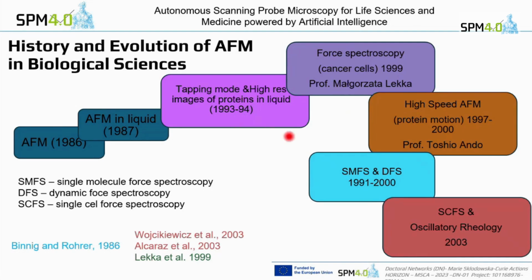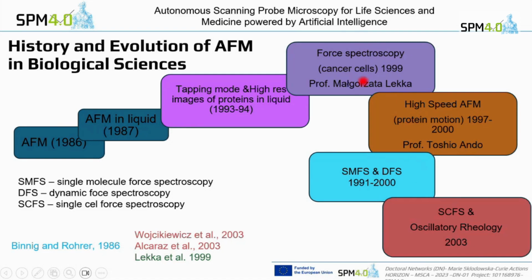Ricardo already showed you a bit of history of AFM. In this slide, I'm showing you the history of AFM focused on when and who applied AFM for the first time, and to examine what. So from the early years of AFM, when it started to be used in liquid, first tapping and high-resolution images of proteins in liquid were performed. Then force spectroscopy measurements of cancer cells, which were made by Professor Lekka in 1999.